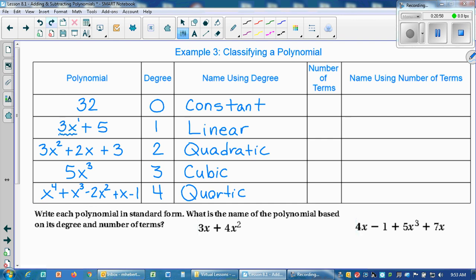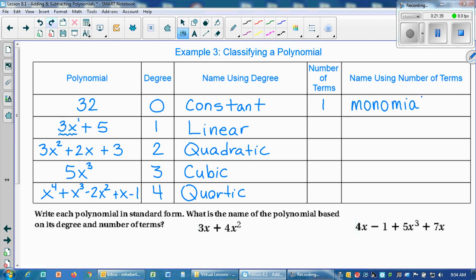So this is naming degrees. It's kind of like when you're born, your mom and dad give you names, and you have a first name and a last name. So the naming using the degree, this is your first name. Then we'll give them their last name based on the number of terms that we see. Our terms are separated by addition signs and subtraction signs. Looking at our first polynomial, 32, there are no adding and no subtracting signs. It is just a single number. That means it has one term. If you have just one term, it is called a monomial.